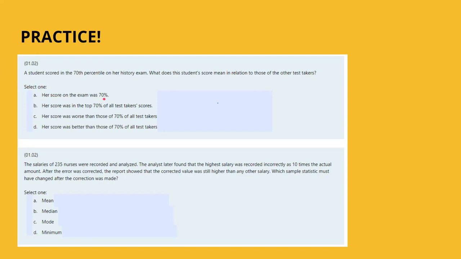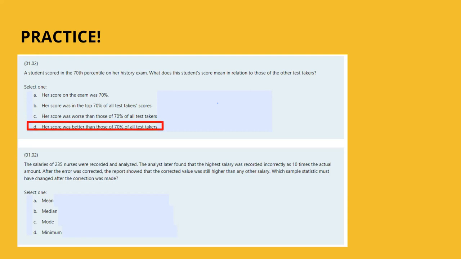No, that doesn't mean that. That's probably what someone would guess if they didn't know anything about statistics. So hopefully that's not you. Her score was in the top 70% of the test takers. That kind of sounds right. Let's keep going. Her score was worse than 70% of the test takers. No, it's not that. It was better than the 70% of the test takers. That is what it is.